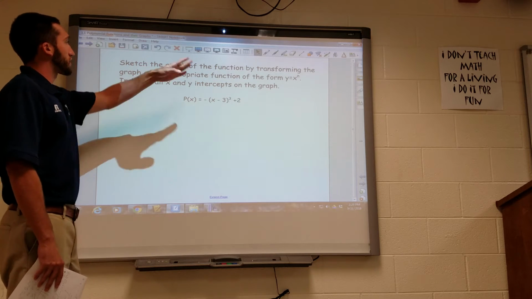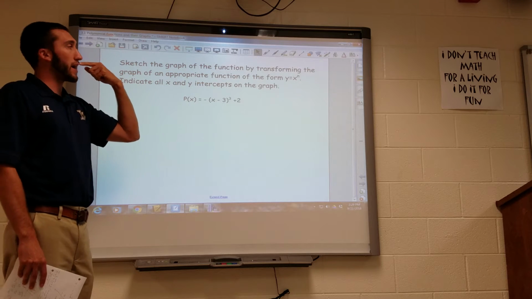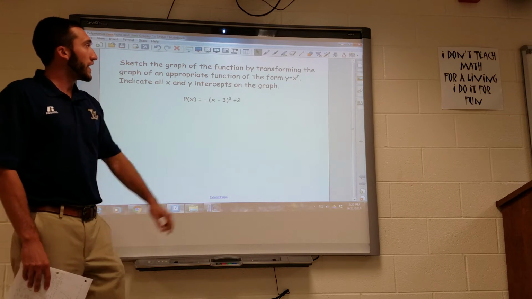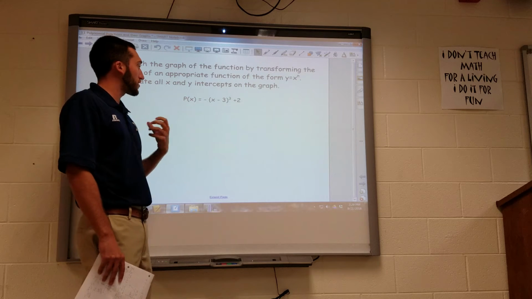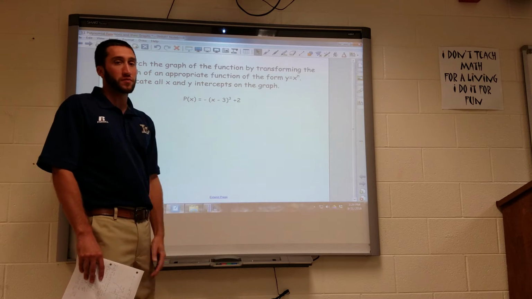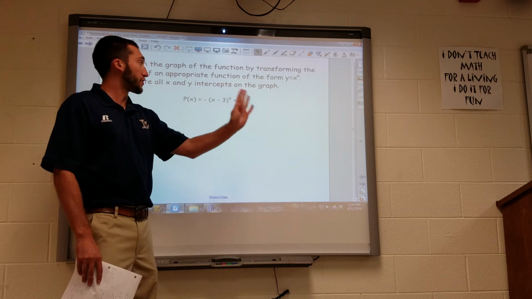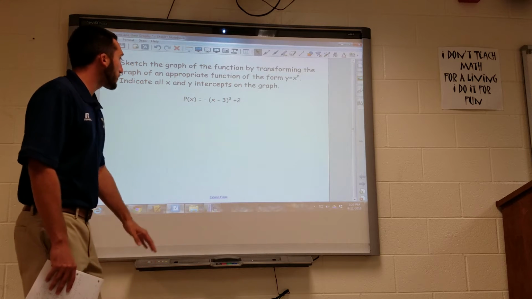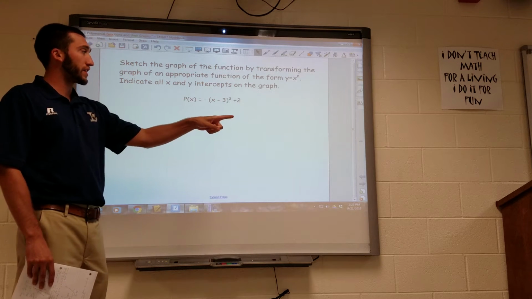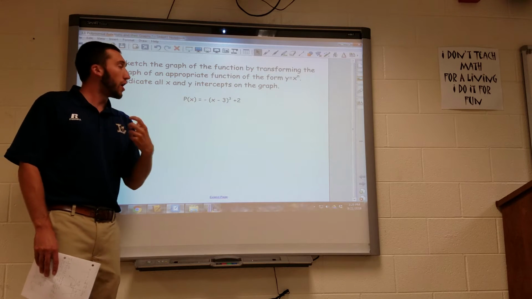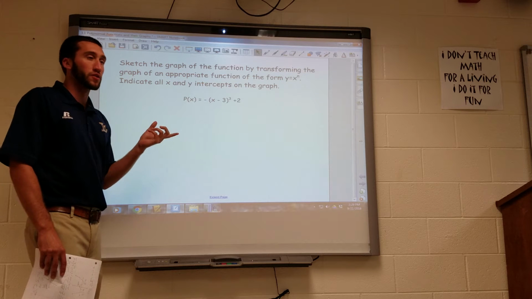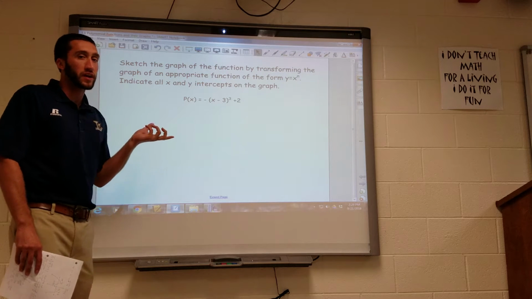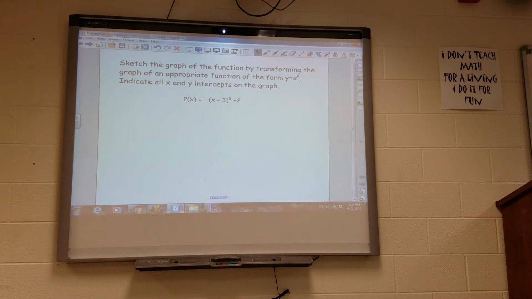They want us just to sketch it, expecting us to know that y equals x to the 3 is the base function. They expect us to know what that looks like, and then just use some transformations from there to graph it. I'm going to show you real quick on the calculator because we probably are not 100% sure what that looks like yet. But as we go through the chapter, we'll be able to know what the base functions look like.